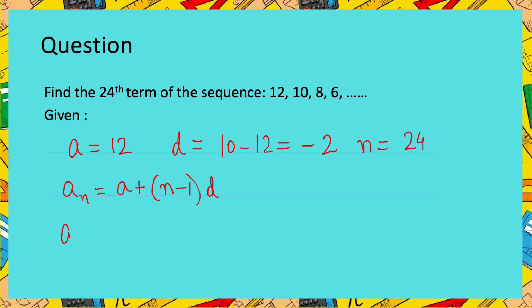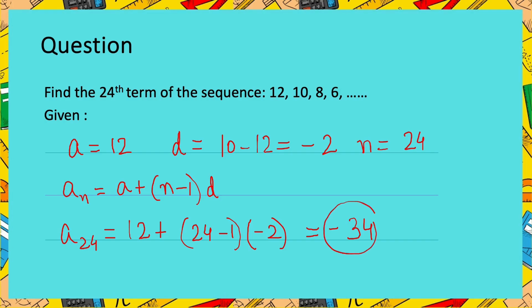So a 24th, or the 24th term, is equal to 12 plus 24 minus 1 times negative 2. When I simplify this particular expression over here, I simply get it as negative 34. That is my 24th term of this particular sequence. By using this formula, you can find the nth term of any random sequence as well.